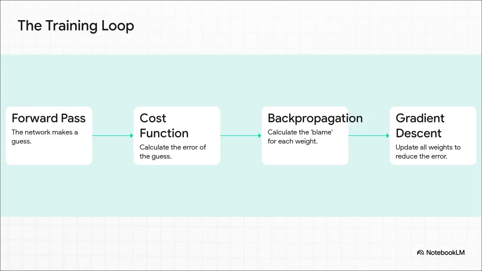And here it is. This is the whole shebang. The entire learning cycle boiled down to 4 steps that just repeat thousands, maybe millions of times. Step 1, a forward pass to make a guess. Step 2, the cost function to see how wrong that guess was. Step 3, backpropagation to play the blame game and figure out who was responsible. And Step 4, gradient descent to nudge every single one of those weights in the right direction to do better next time. That's it. That's the loop. And with every cycle, the machine gets a little bit smarter.